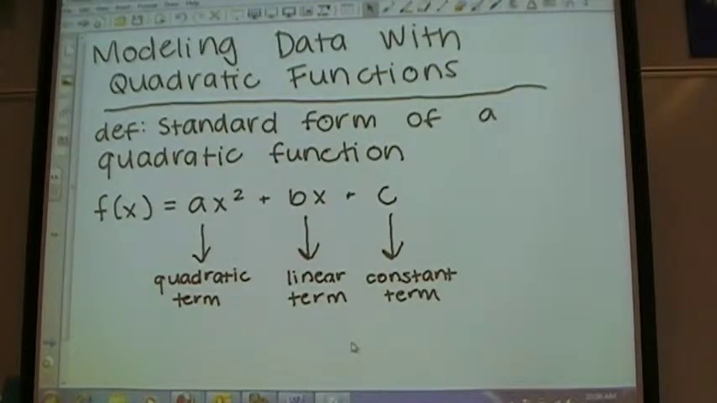Your quadratic term is ax squared, your linear term is bx, and your constant term is c. So for something to be a quadratic function, you need an x squared in there. If you're missing the ax squared, if you just had f of x equals bx plus c, what type of function is it? It's a linear function. Okay? So you have two choices right now in this first example: a quadratic function or a linear function.